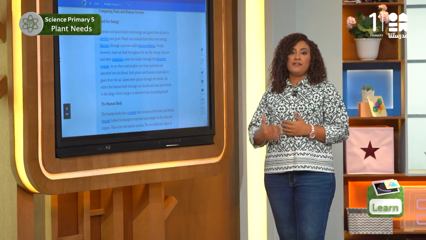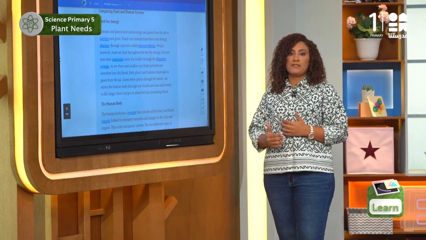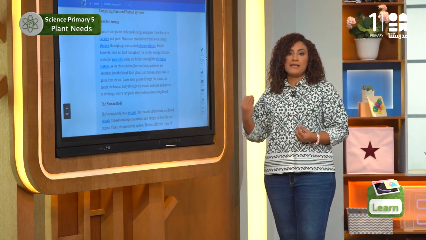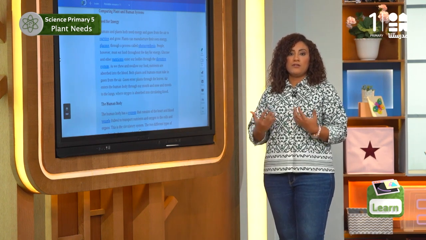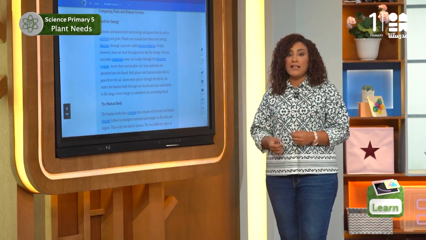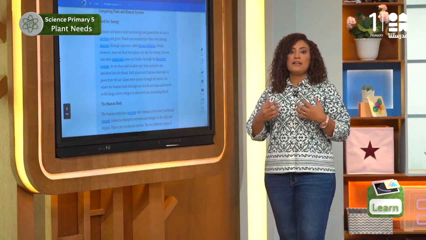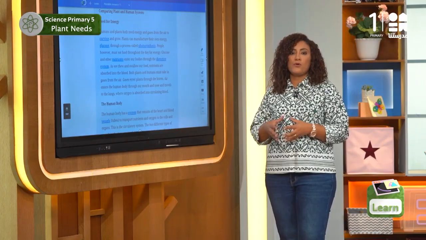You need to identify the human body parts that transport nutrients and oxygen. هنقرأ الجزء الثاني من النص عشان نحدد أجزاء جسم الإنسان اللي بتنقل العناصر الغذائية والأكسجين.